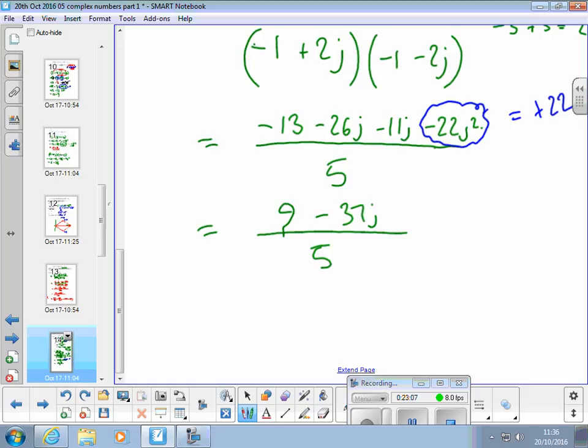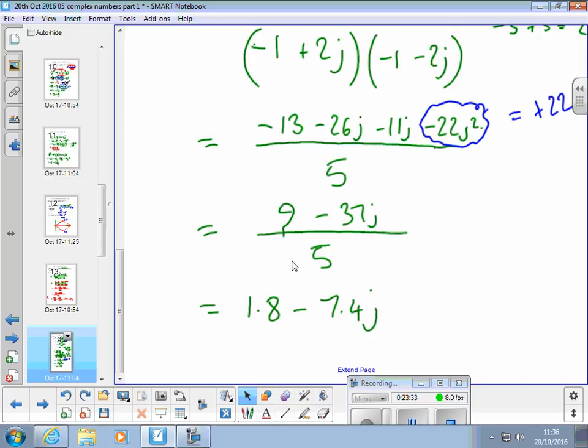Yep. Nine over 5 is 1.75 even. What? No, 1.8. Yeah, 1 4/5. 1.8 equals 1.8 minus 7.4j.